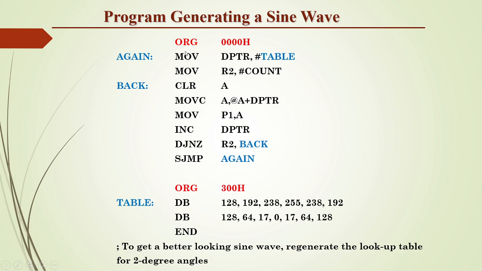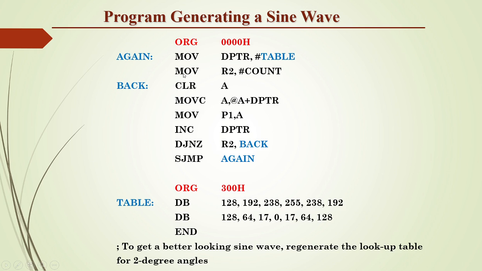Now here is the main program. Our first instruction is MOV DPTR, #table. We will use this DPTR as a pointer. We are loading DPTR with the initial address of the table, and using this #table the initial address is 300H. So now the content of DPTR is 300H.